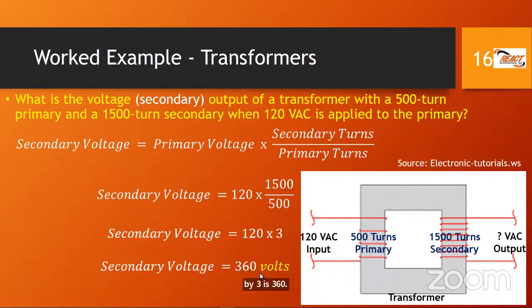That's the secondary voltage. 360 volts AC, that's the output that we're getting from this transformer on the basis of us putting in 120, on the basis of 500 turns in the primary, 1,500 turns in the secondary, which is a 3-to-1 ratio. All right, so that's what we need to be aware of here. That's how the transformer works. So this is the question, and this is the answer for the exam question.